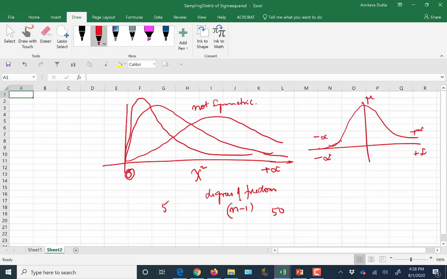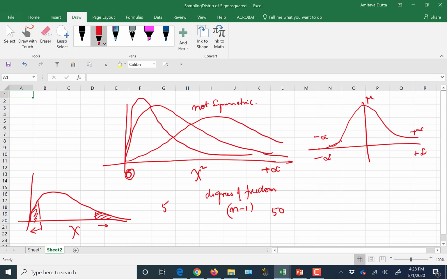Other than that, in terms of calculating probabilities, you deal with it exactly the same way as you did with the normal distribution. So let's say here's the chi-squared distribution for a certain number of degrees of freedom. You would be asking yourself, what is the area to the right of a certain value? What is the area to the left of a certain value? Once again, it's a continuous distribution, so you will be thinking in terms of areas to the left or the areas to the right of a value.